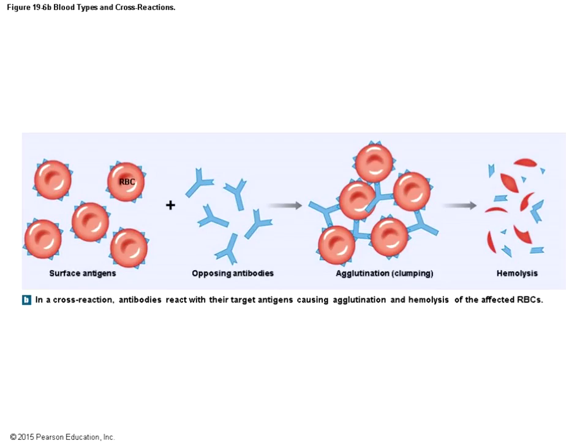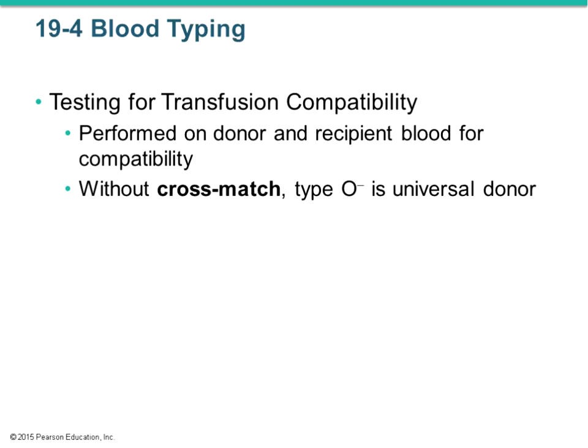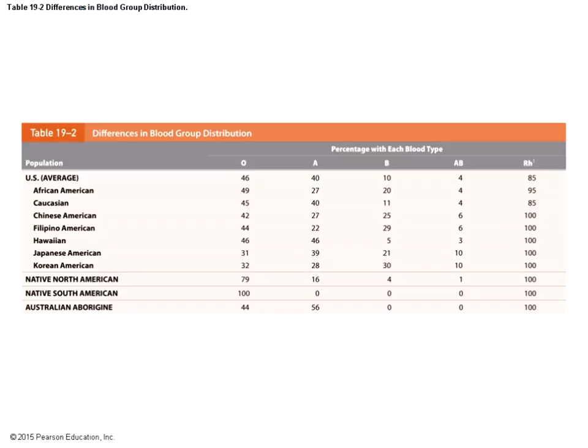Here is what happens in a cross-reaction: antibodies react with their targets, boom, and you get a lot of hemolysis and destruction of those red blood cells. Without a cross-match, type O negative is typically a universal donor. If you have that type of blood, you're probably going to be getting a lot of calls from the Red Cross and whatnot to donate, because it's a very universal type of blood.